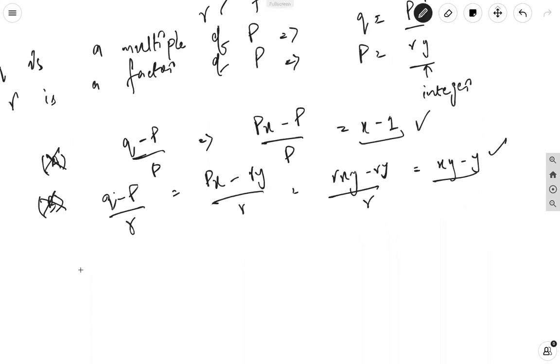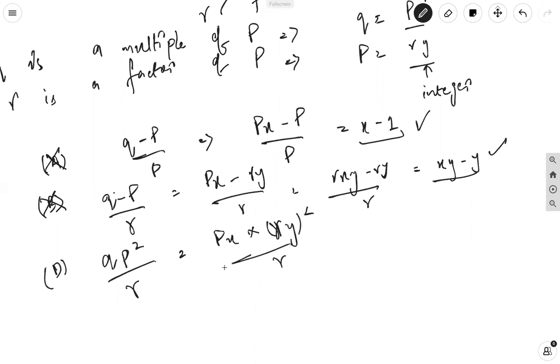Now let's move to D first. D is Q P square divided by R. Q is equal to Px and P is equal to Ry, so Q P square is x Ry times Ry square, divided by R. The R will cancel out and you will get some integer value. So this is not a possible answer as well.